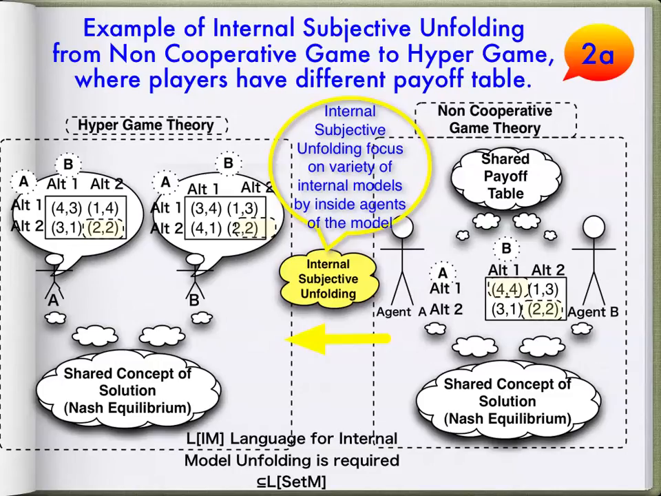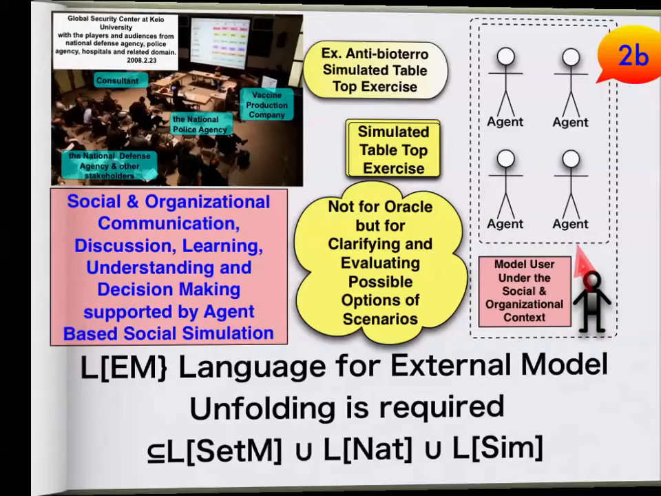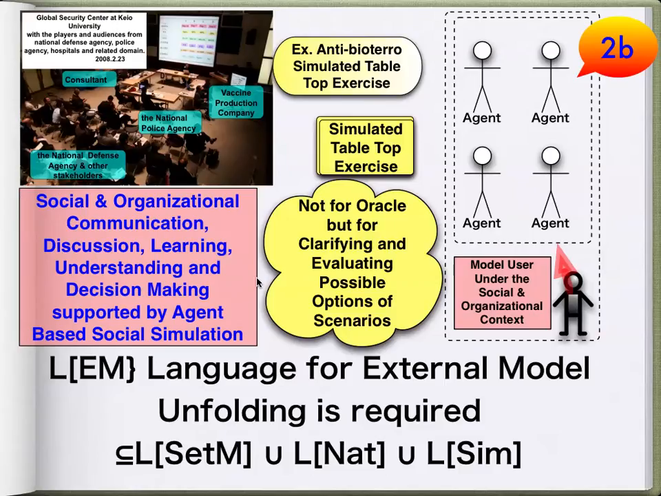A simple case of internal subjective unfolding is, for example, in the case of game theory, the hypergame, which is a typical type of internal subjective unfolded model. So each agent has a different payoff table. And in the gaming simulation case, when we talk about these simulated gaming simulations, this is a typical type of external unfolded model.